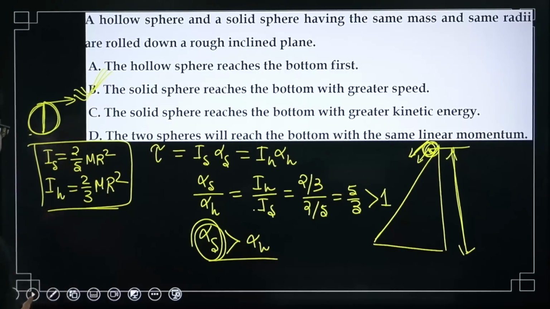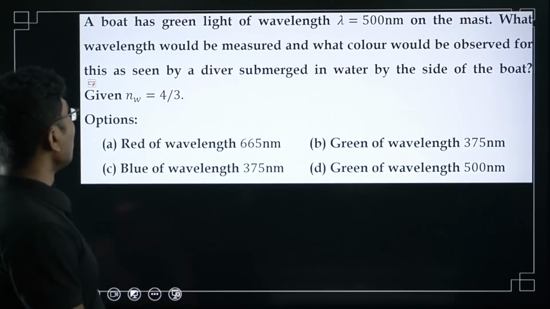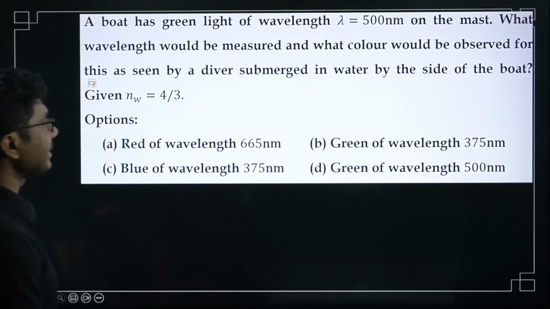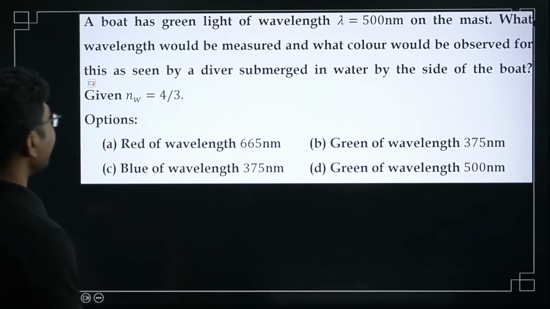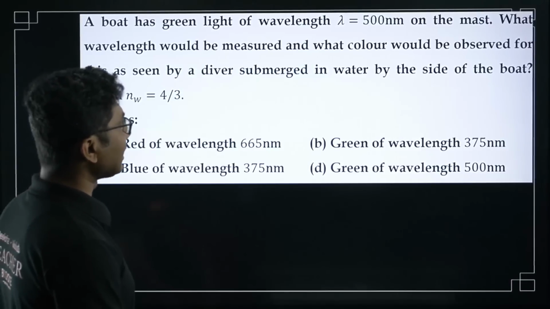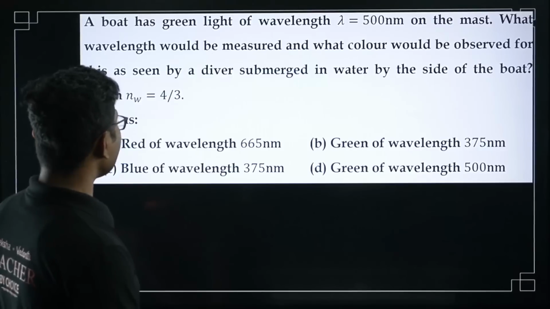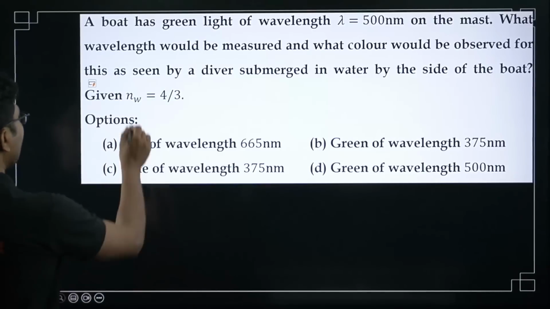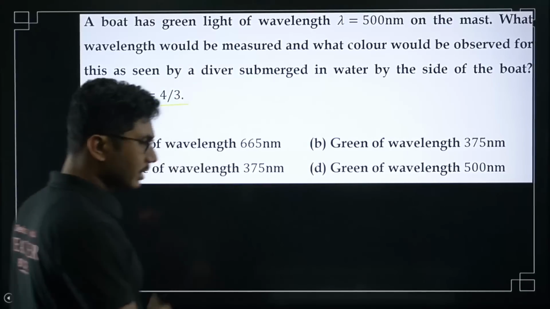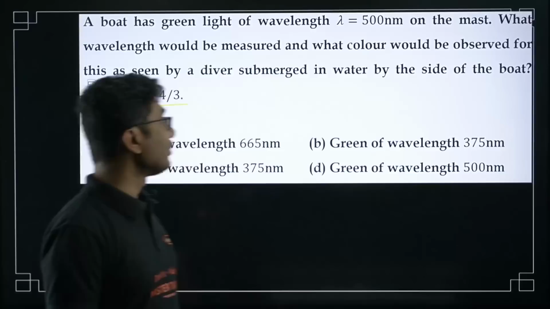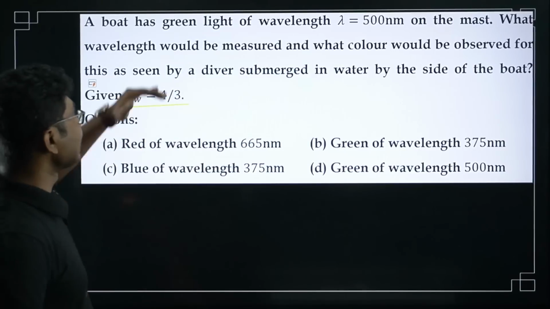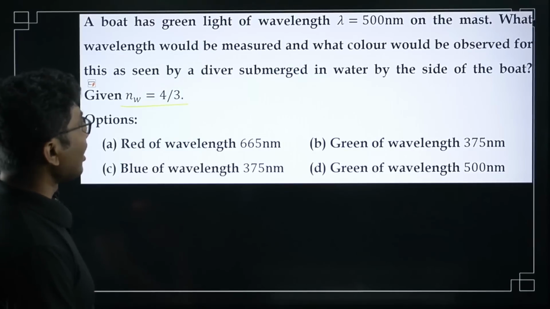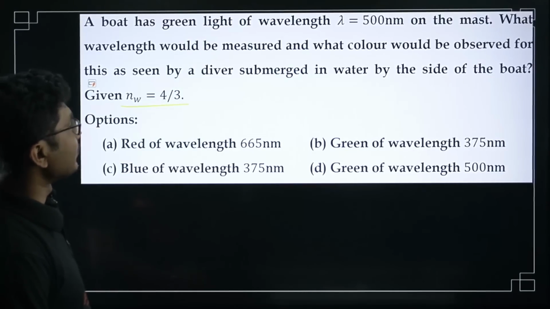Now next question. A boat has a green light of wavelength lambda equals 500 nanometer on the mast. What wavelength would be measured and what color would be observed by a diver submerged in water by the side of the boat? Given N water is equal to 4 by 3. This is not related to the Doppler effect. By the way, if you are thinking the boat is static, so the boat has a green light of lambda equal to 500 nanometer, and they ask you what color would be observed.